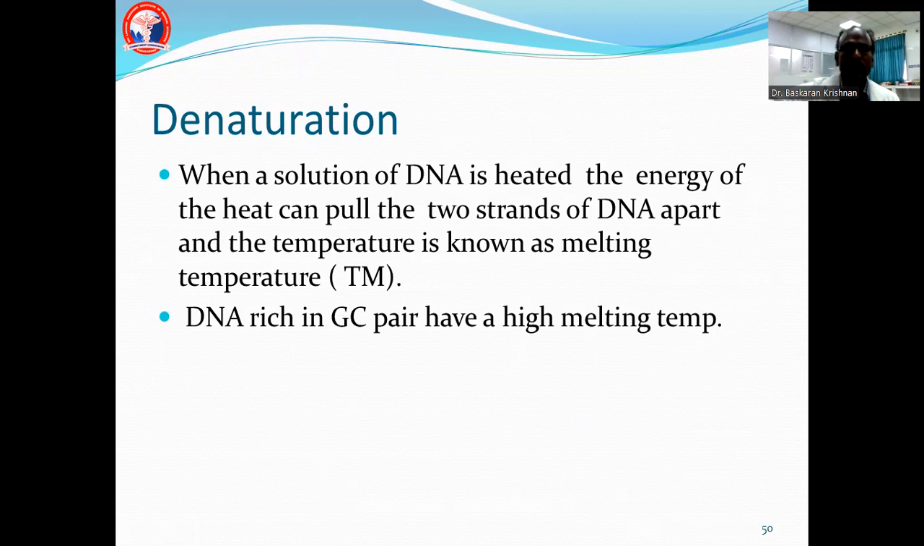Denaturation: when a solution of DNA is heated, that heat energy pulls the strands apart. That is called denaturation. The temperature at which the strands are separated is known as the melting temperature. Usually, DNA rich in GC pairs has a higher melting temperature because there are 3 hydrogen bonds, so they need more energy to separate the 3 hydrogen bonds.